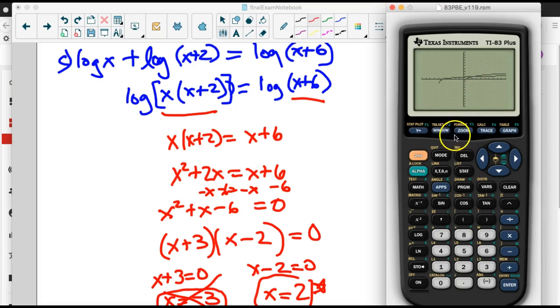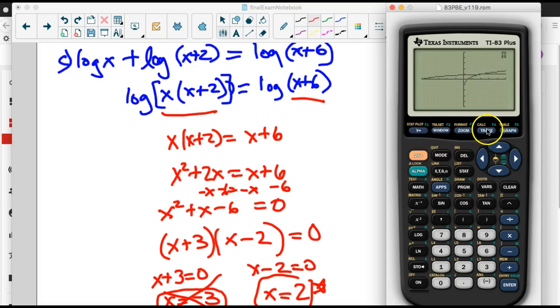So let's try window, -5 to 5 and -5 to 5. We're going to make it half the size. See if we can see a little bit better. So there's our graph of the first one. There's a graph of the second. It does look kind of like it goes through 2.